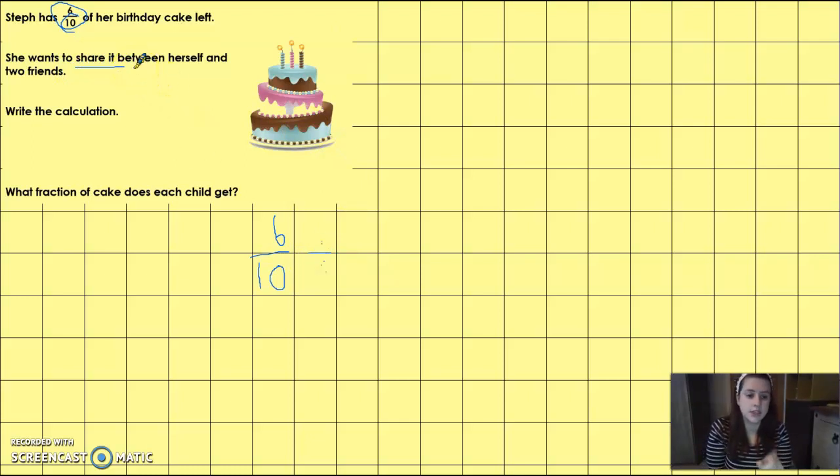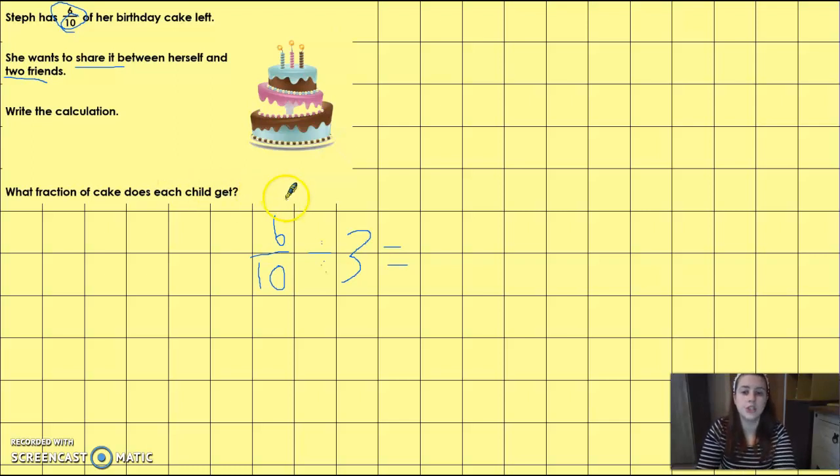Now this is where it gets a bit tricky. She wants to share it between herself and 2 friends, not just 2 friends. So if you were scanning looking for numbers, you'd find 2, but it's 2 friends and herself. So I have worked out that for that sum, it's asking me to do 6/10 divided by 3 because it's asking me which fraction of the cake does each child get.